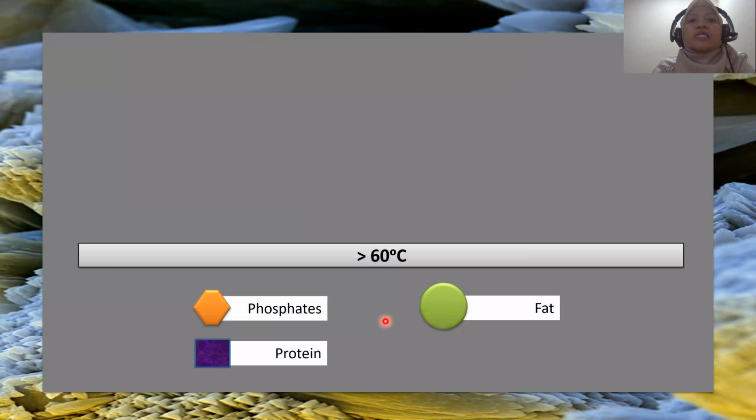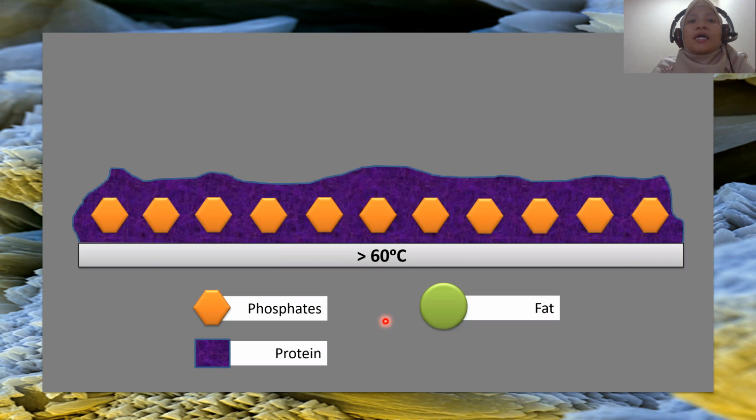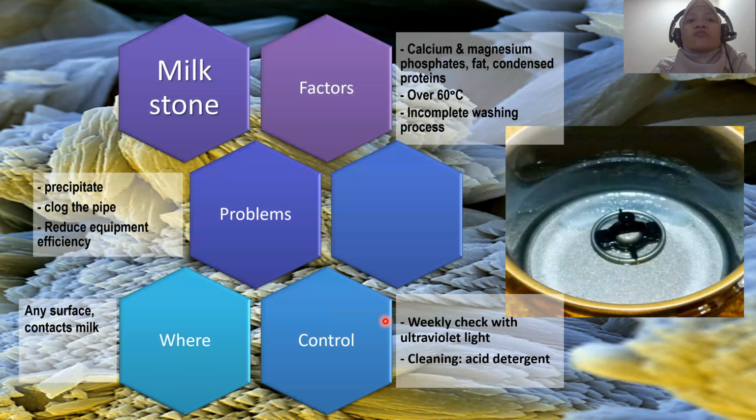When milk is heated over 60 degrees Celsius, phosphate or mineral starts to precipitate on the heated surface, followed by protein deposition and fat. The deposit sticks firmly to the surfaces, and if the heating process is prolonged, the color of the deposit will change from whitish to brownish. The main factors for milkstone formation are heating the milk at over 60 degrees Celsius and the composition of the milk, which has calcium phosphate, magnesium phosphate, fat, and condensed proteins.